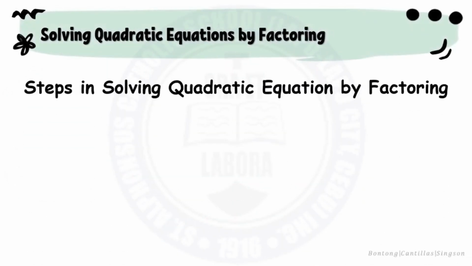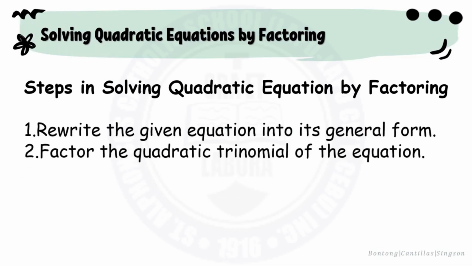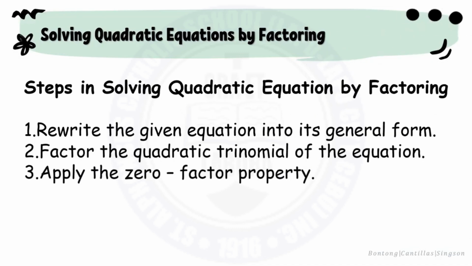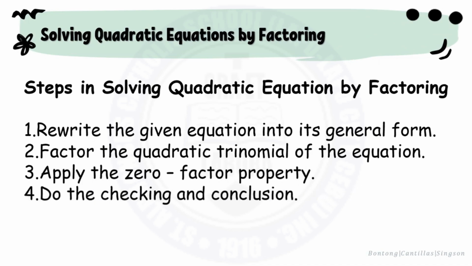Here are the steps in solving quadratic equations by factoring. Step 1. Rewrite the given equation into its general form. Step 2. Factor the quadratic trinomial of the equation. Step 3. Apply the zero factor property. Step 4. Do the checking and conclusion.